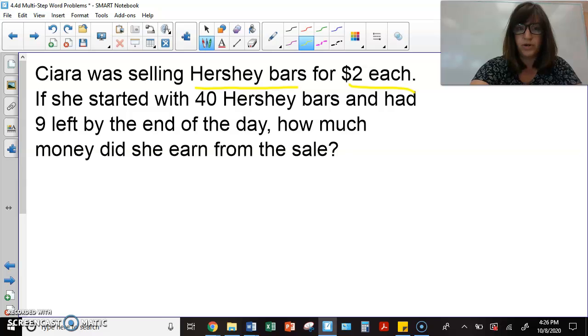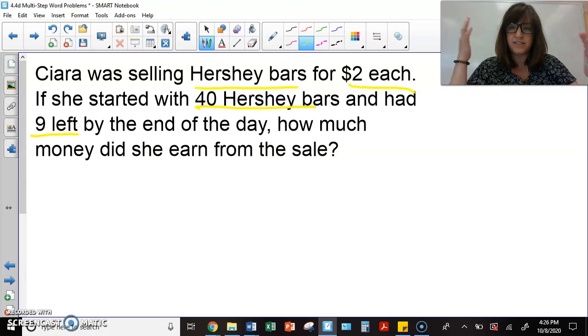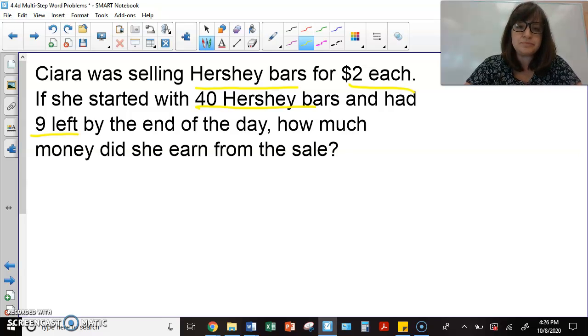She starts with 40. So I picture a box of 40 Hershey bars, and she has 9 left by the end of the day. So all of that is important information. She's selling Hershey bars. She's got 40 of them. By the end of the day, she has 9. They cost 2. All these numbers rolling around. How do I make sense of them, and how do I solve this problem and figure out how much money she earned? Okay, so I could do this problem a couple different ways.